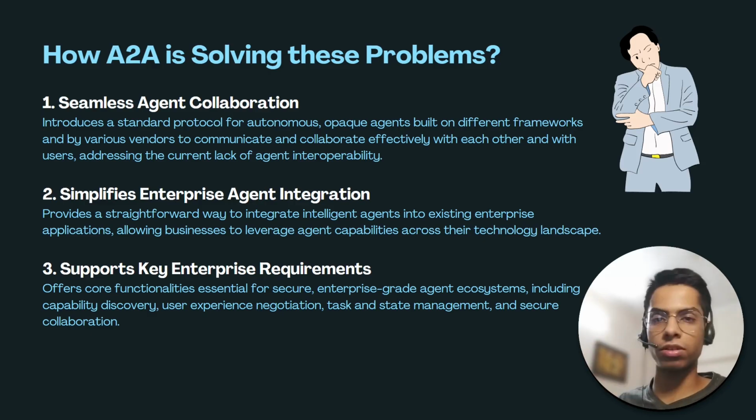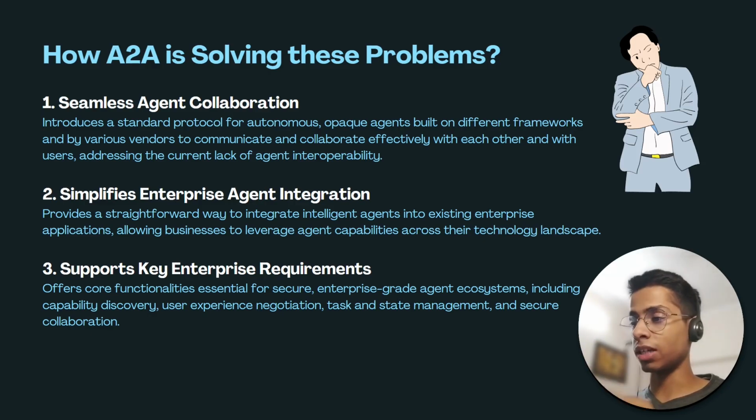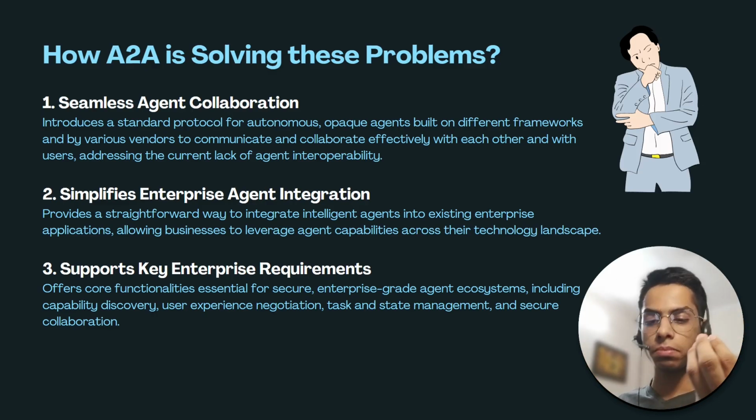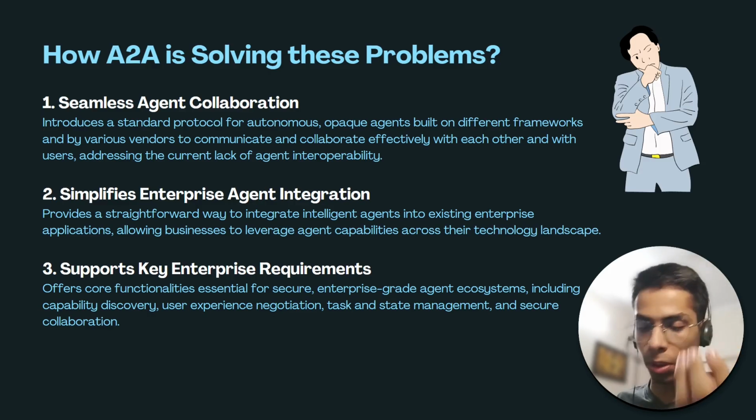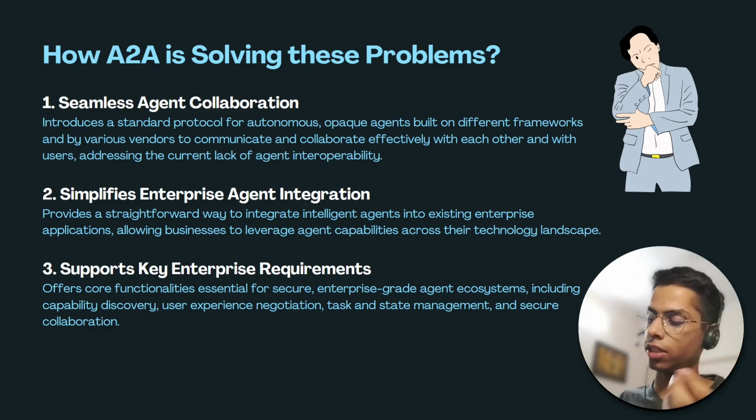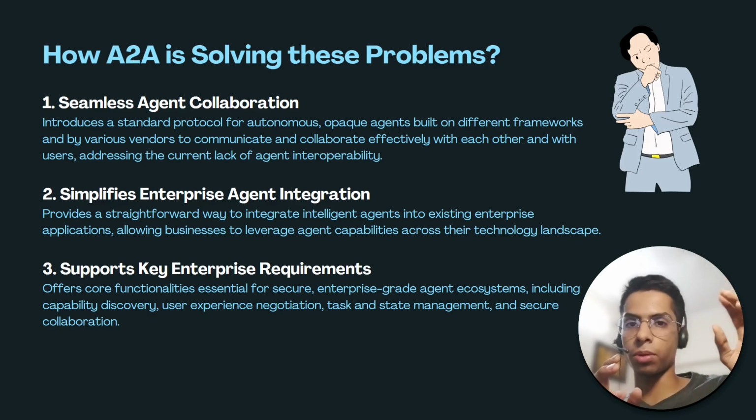It's very easy now to understand. The third part: it supports key enterprise requirements. So it's a standard protocol, so it should be enterprise grade. It should have great security, a great ecosystem, handling secure collaboration, everything. The enterprise-level protocol should be like that.